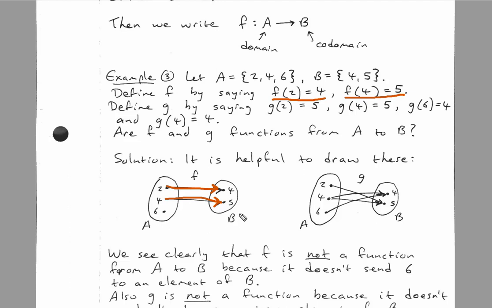So is that a function? Well, no. So yeah, there's a problem here. So to be a function, everything in A has to get sent somewhere. But 6 doesn't get sent anywhere, so f is not a function from A to B.